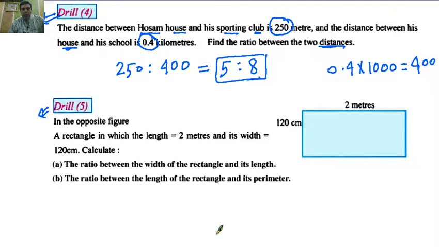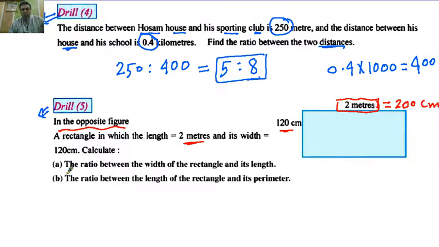Drill number 5. In the opposite figure, a rectangle with length 2 meter and width 120 centimeter. The two units are different. We must convert meter, the biggest unit, to the smallest unit. 2 meter, to convert meter into centimeter, multiply by 100. Then the length becomes 200 centimeter.